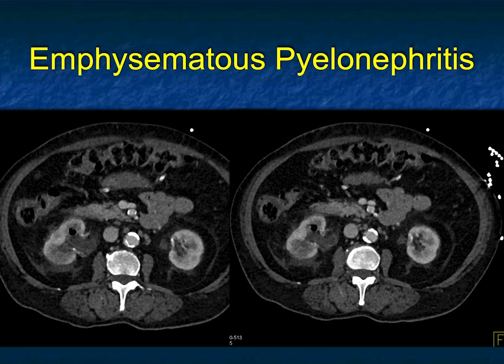We don't see it that commonly, a bit more common in diabetics, more common in patients who have bad medical treatment, like nursing home patients. It's often a surgical emergency, and patients will need a nephrectomy.